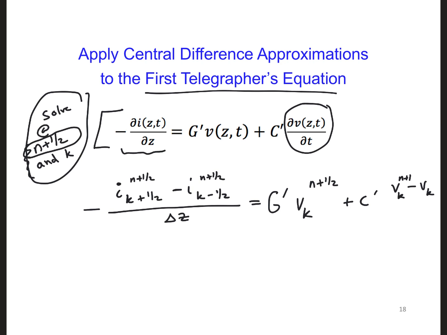So since we're already evaluating it at n plus a half, I'm going to go a half step into the past, so that's going to be n. And then we divide by the time between these two. There's 1 full time step between the two.